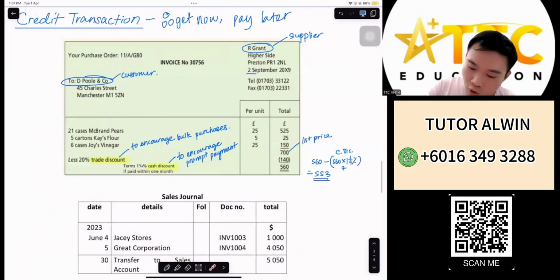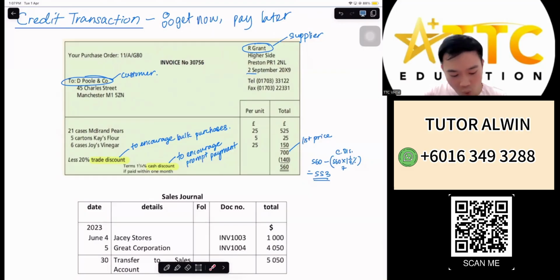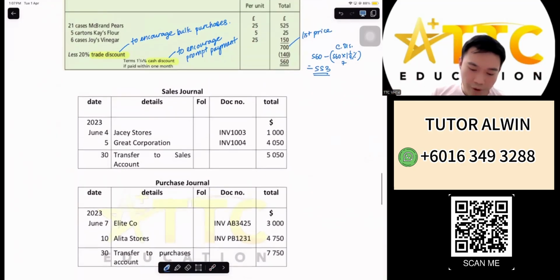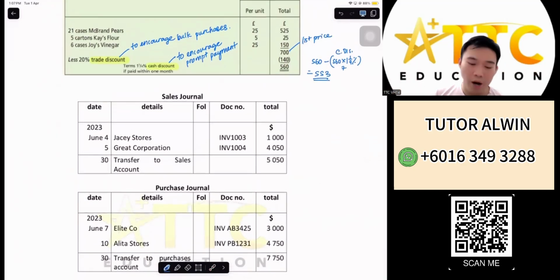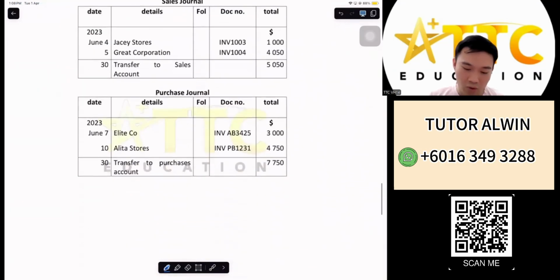So when the 2nd of September happens, this transaction, where do we record it? Depending on whether it's a sale or a purchase, depending on whose point of view, you record into the sales or the purchases journal. Record the date and the details. The details will be the person's name. If let's say you are Pool and Co, this invoice will be your purchase because you buy something from R Grant. So you're going to write it into the purchases journal.